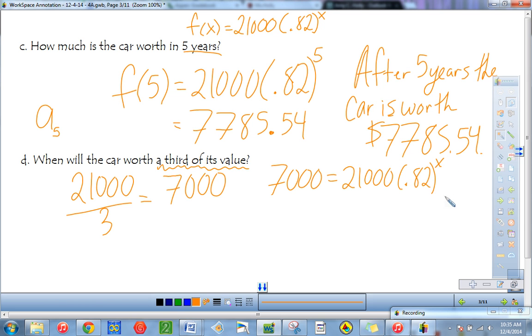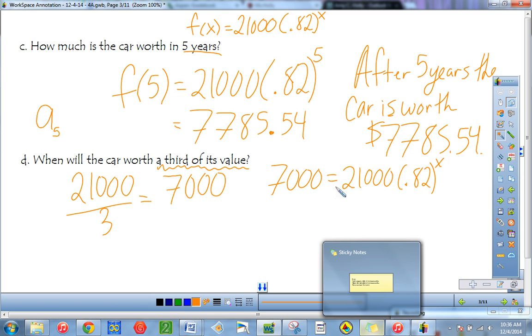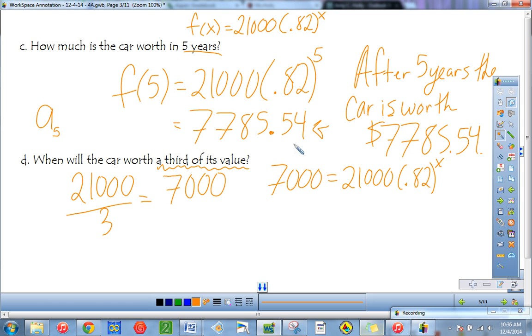Question for you though. Do you know how to get the x out of the exponent? Did you take notes on it yesterday? We haven't learned it yet. We're not going to learn it today either. What I would expect you to do is recursive this business and kind of guesstimate. If you know the 5th year it costs this much, this is pretty close to this. So, can you figure out what happens on the 6th year?